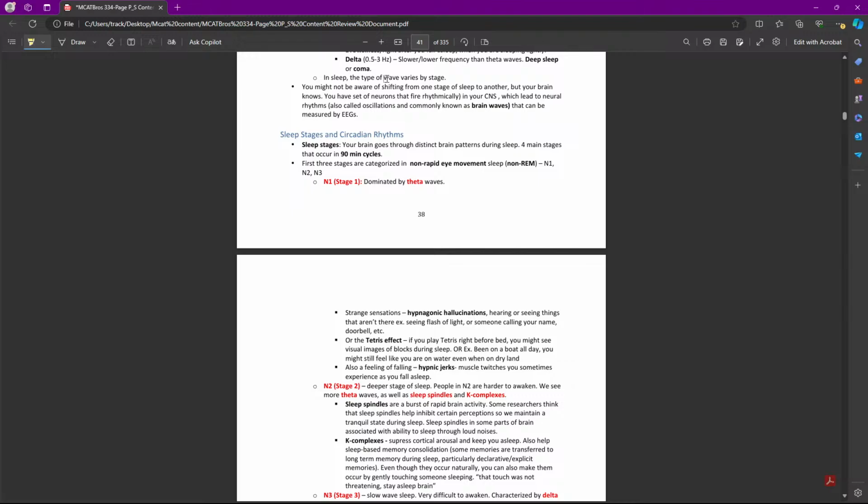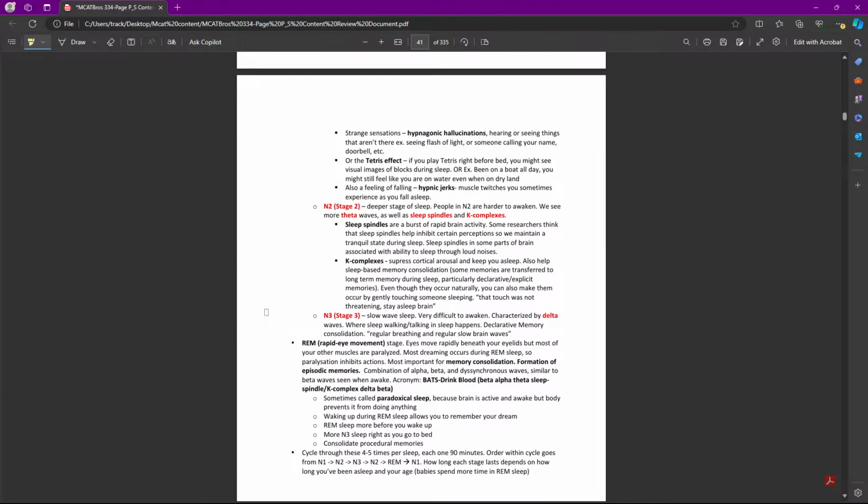So at stage 1, you're basically just falling asleep, and it's dominated by theta waves, but you're experiencing all these irregular sensations. N2 is a deeper stage of sleep. People in N2 are harder to awaken. We see more theta waves, as well as sleep spindles and K complexes.